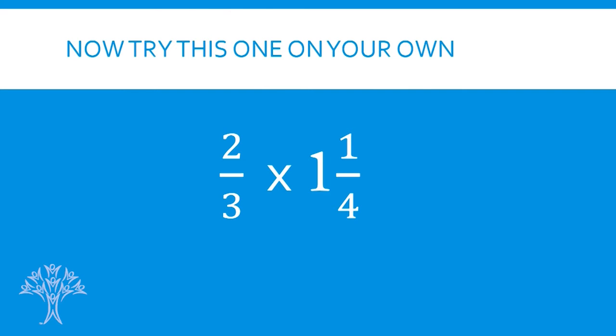Now try this one. 2/3 times 1 and 1/4. Remember to sketch the model and find the product. Think about the size of the rectangle that you'll draw. Then shade in the fractional amounts to find a product. Write an equation to match. If you can, simplify the fraction. Do this work using a model that makes sense to you.